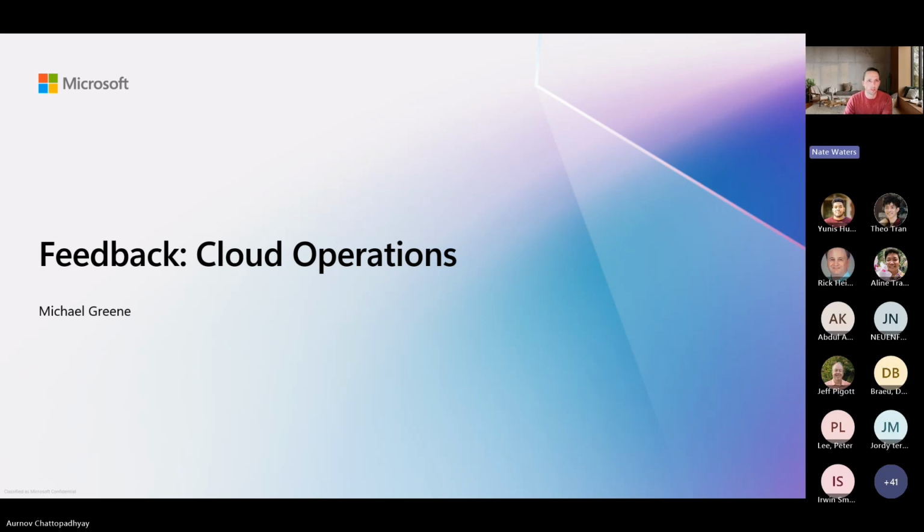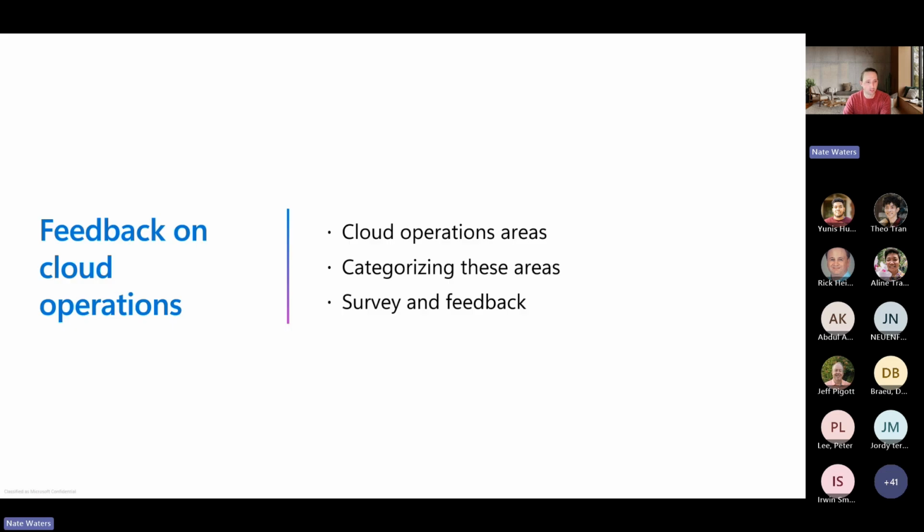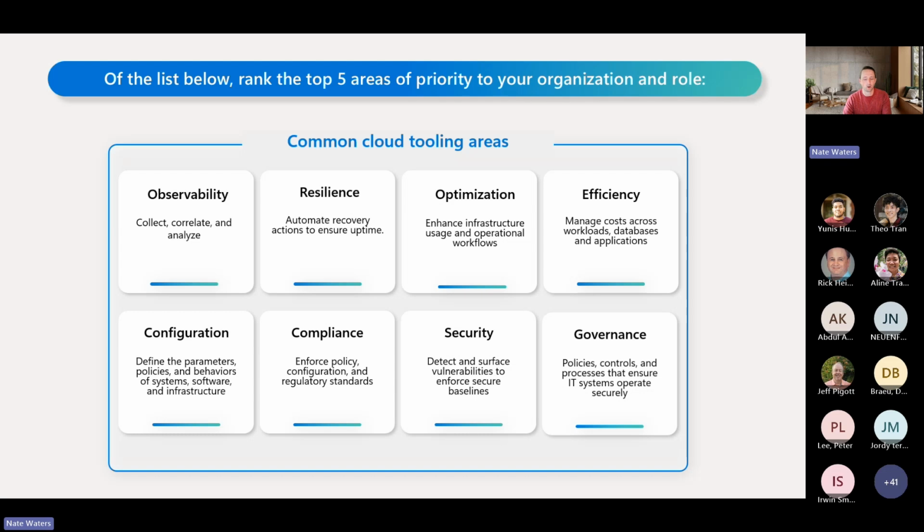One of the things we wanted to get your feedback and thoughts on is how we are looking at some of our different groups or categories of management. So this is where we're going to run a poll. And Arnav, maybe you can help me kick off the poll. The first question we wanted to ask: we've listed these buckets of cloud tooling or cloud management, and we wanted to get your feedback on what you think are the top 5 areas of priority for you, your organization, and your role.